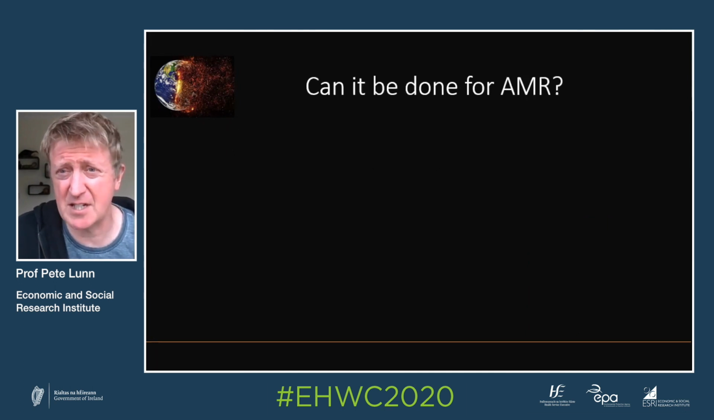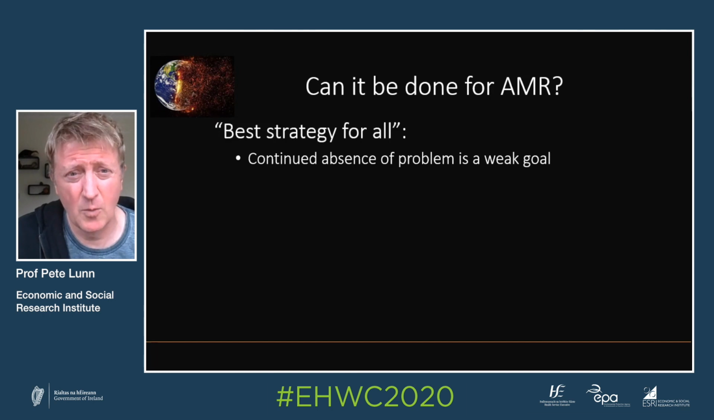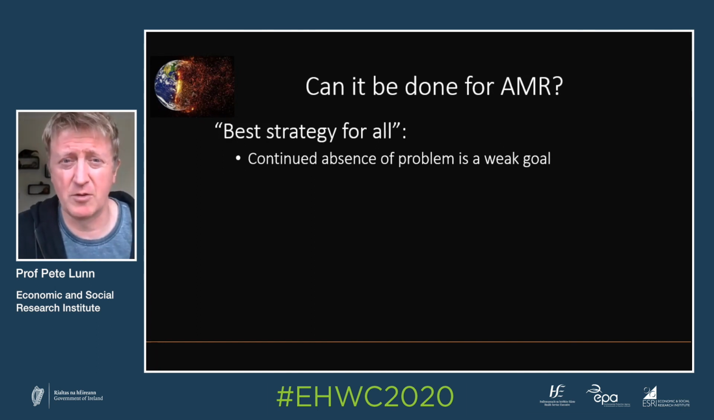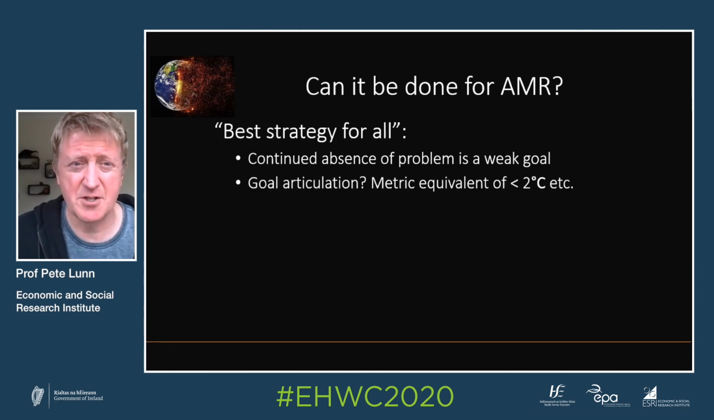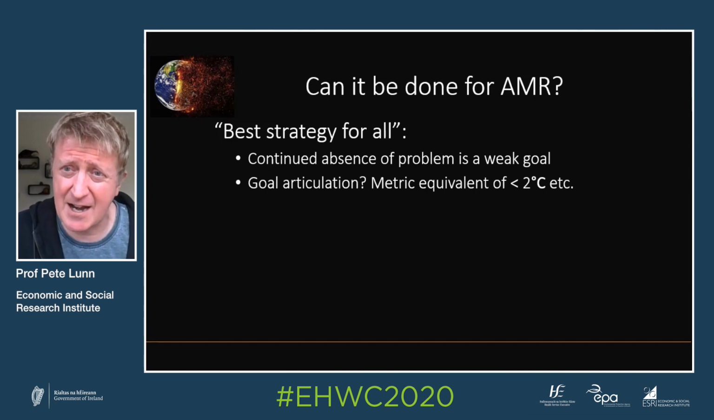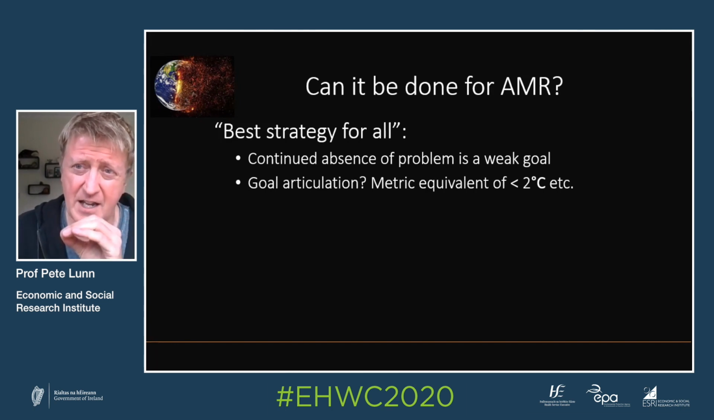Can it be done for something like, for example, AMR? Well, one of the problems here is that the best strategy, it seems to me, is not clear. What is the primary goal that we're trying to achieve? Because obviously, if we're trying to reduce antimicrobial resistance, the absence of a problem unmeasured is a rather weak, rather abstract goal. So can we articulate a stronger goal? The climate change movement has begun to do that in recent years, with some kind of equivalent of keeping the temperature change down to a certain amount. It's like a target or a goal.